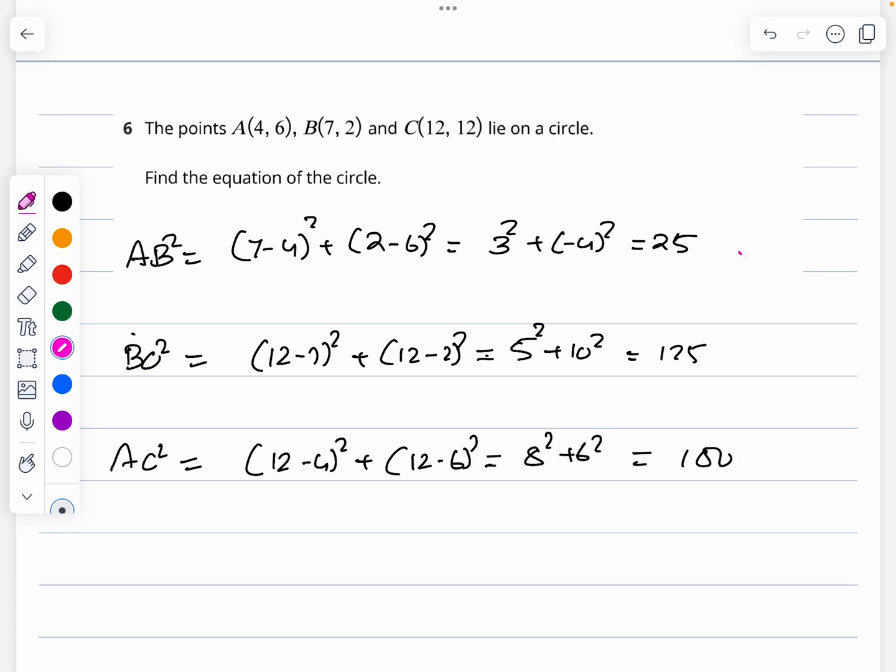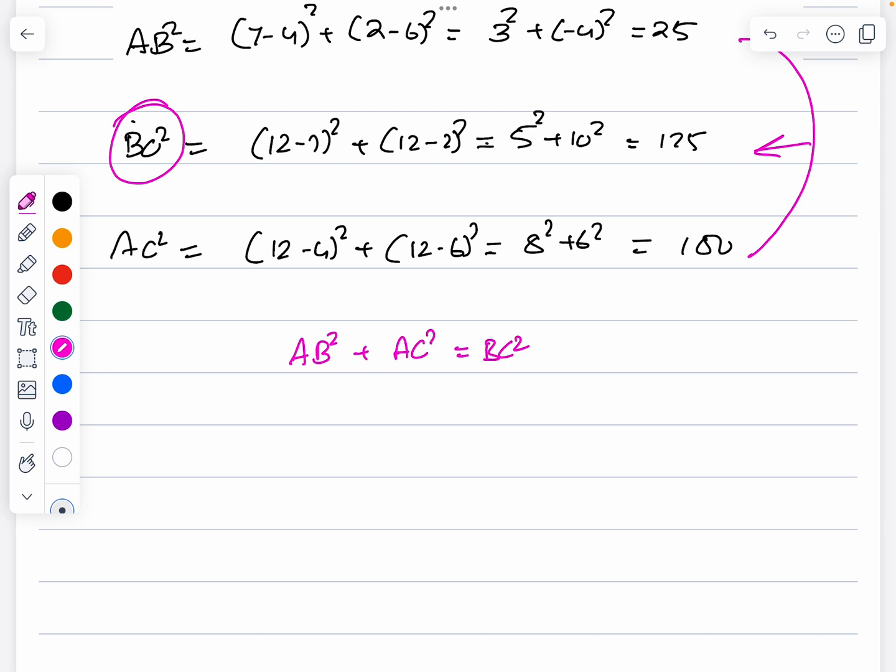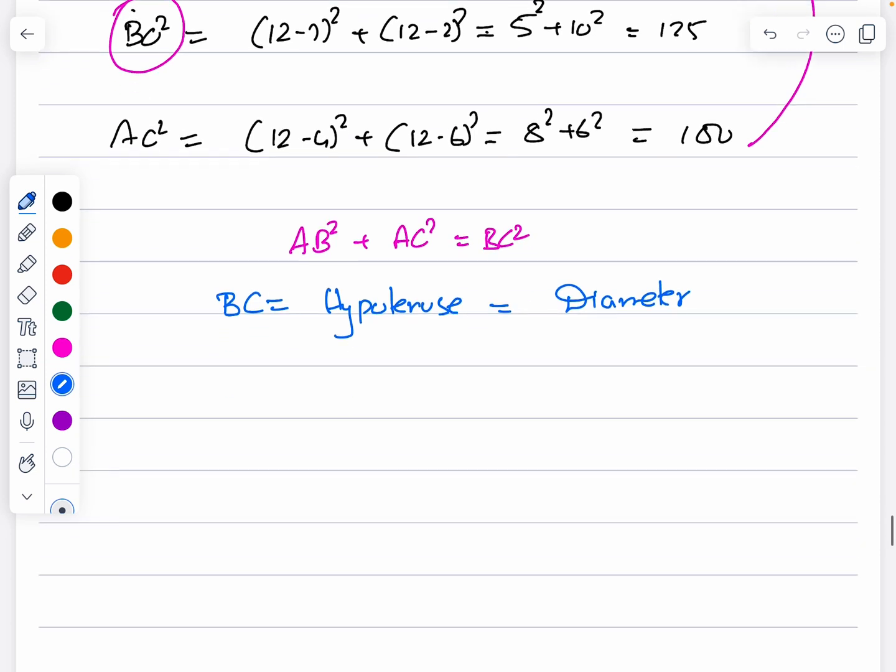We can clearly see that 100 plus 25 is 125. So AB square plus AC square equals BC square. So BC is going to be the hypotenuse, or the diameter, because it forms a right angle triangle. So the midpoint of BC is going to be the center.